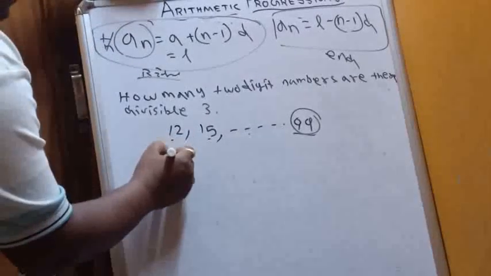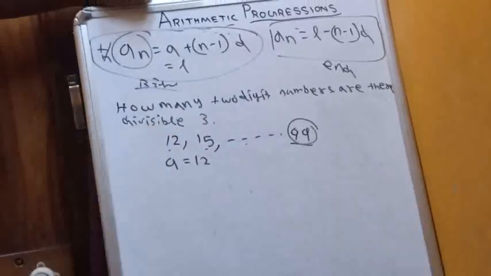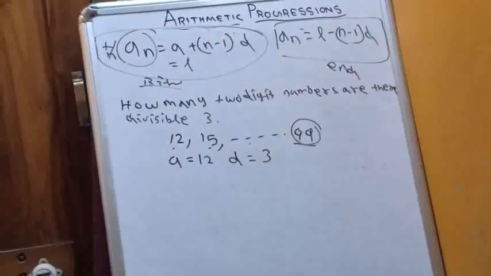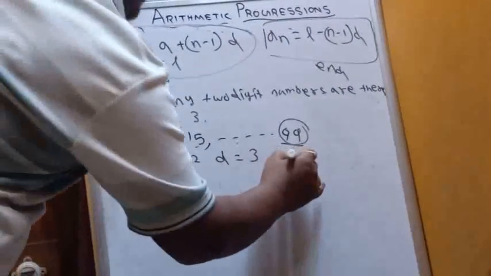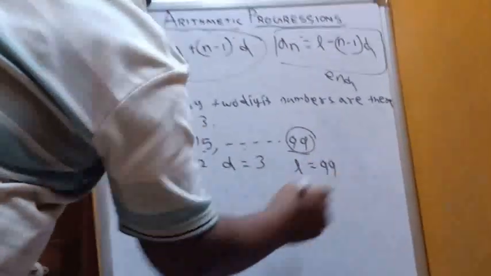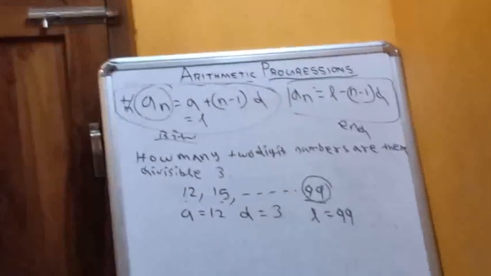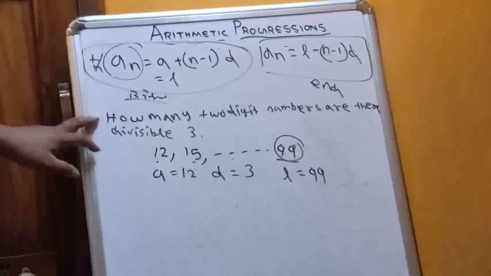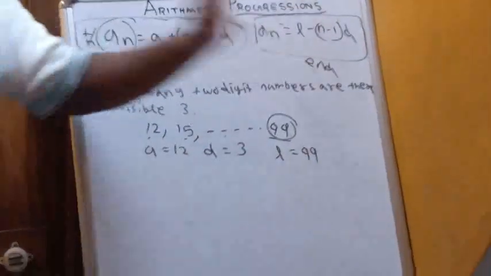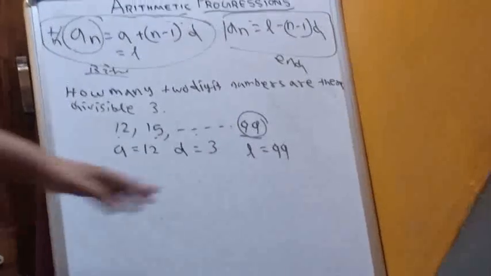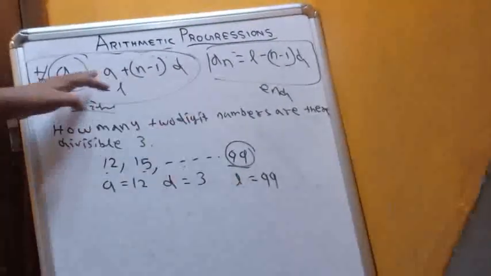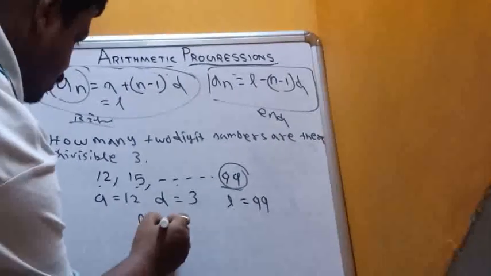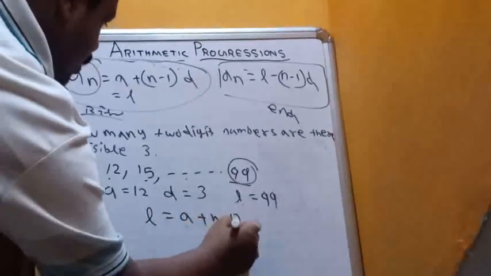So here a equals 12, the first term. d equals 3, since it is divisible by 3. The last term l equals 99. He has not given how many terms there are; I am asking how many 2-digit numbers there are. So what do you have to do? As I told you just before, you can write l = a + (n - 1)d.